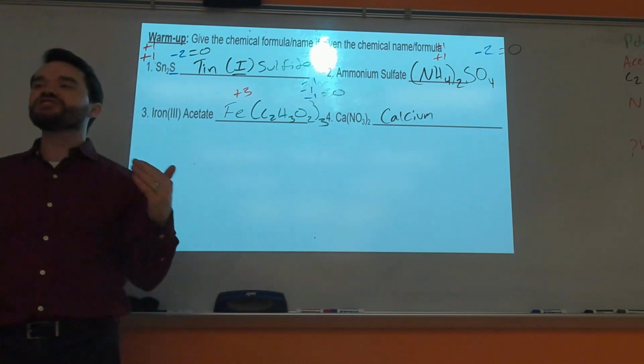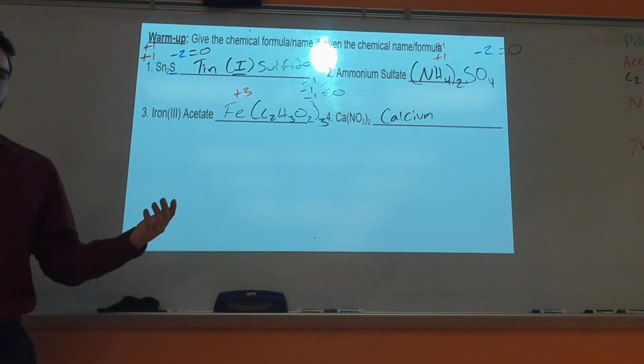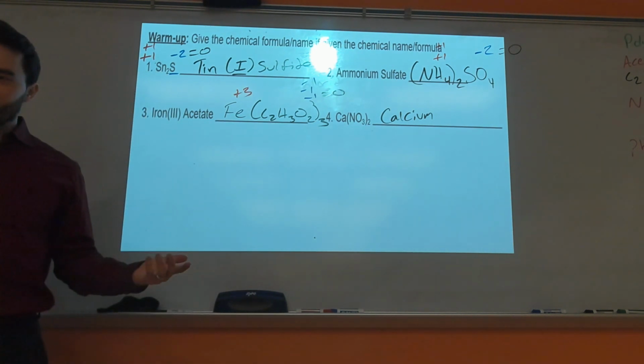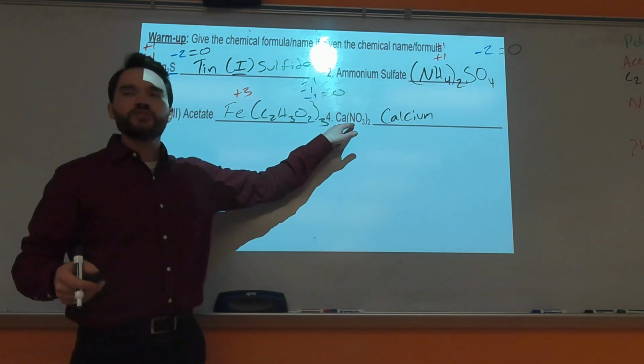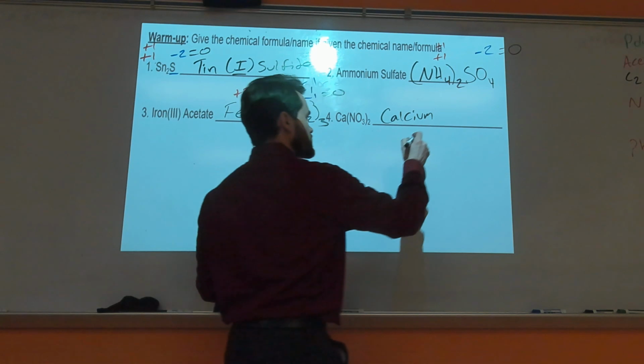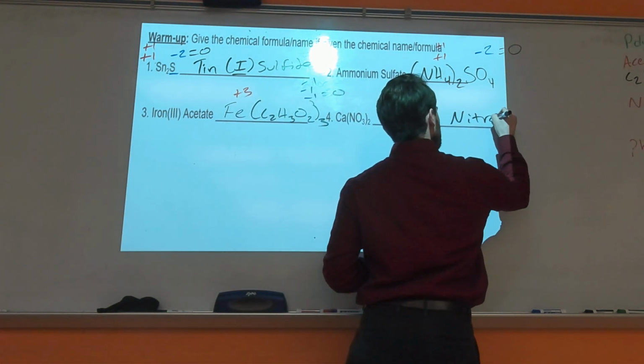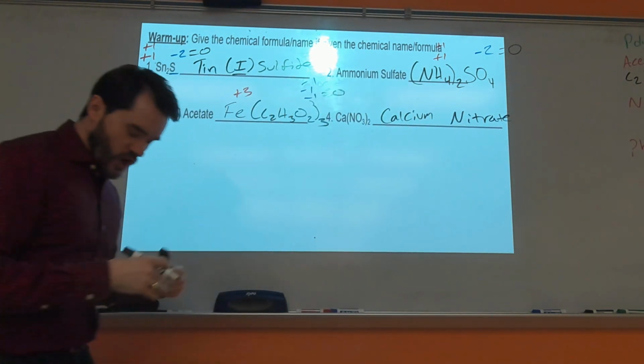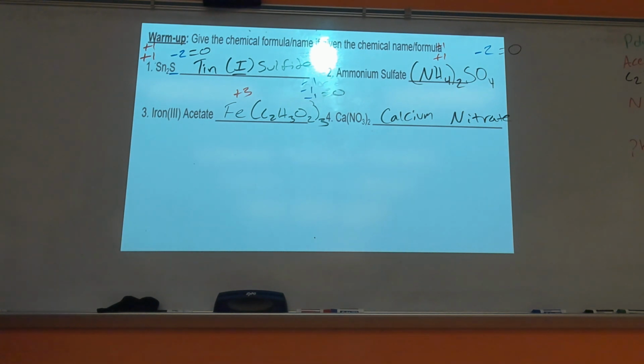You don't need to say calcium 2. It's like, what else will calcium be? It's always a +2. All right, so then jump to NO3. What's NO3? Nitrate. It's one of those you got to memorize. So the answer is just calcium nitrate. All right, so that's ionic naming.